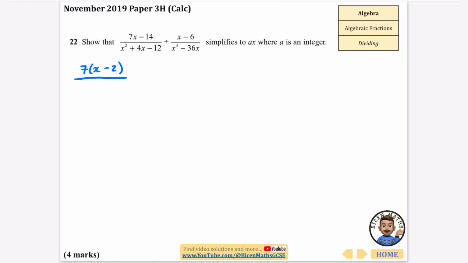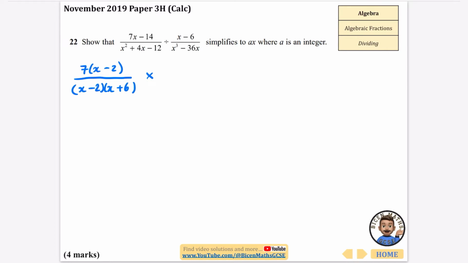Now let's think about the denominator that we've got. This is a pretty easy one to factorize. We're thinking of two numbers that multiply to give minus 12, but add to give 4. Well, I think it's going to be a plus 6 and a minus 2. And then, because it's a division, remember with fractions, you keep the first one, you flip this one, and you change that to a multiply sign.